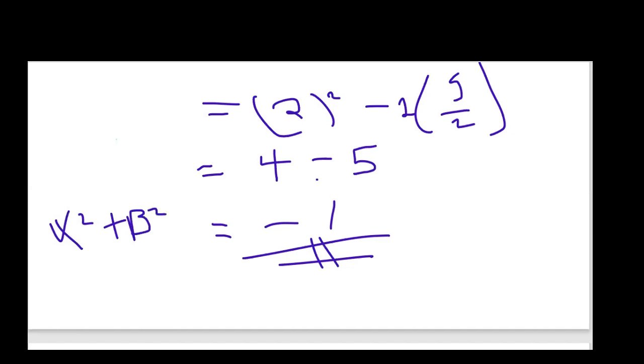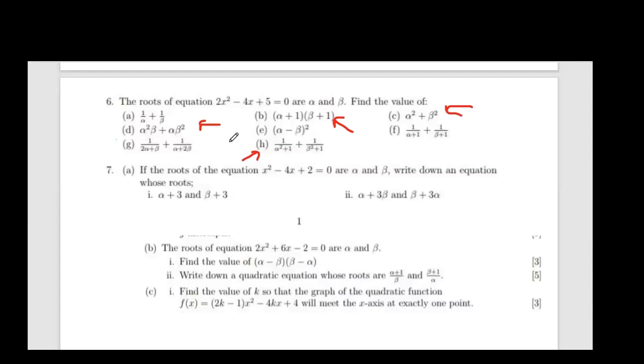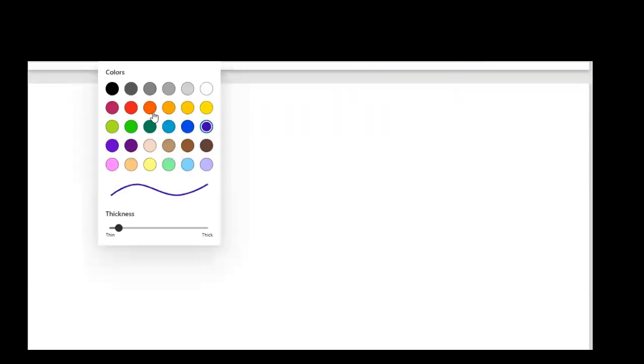Okay, let's go to other questions there. Okay, let's solve this one. Someone said D. Okay, so let's solve D. So D, what do we have? Let me use red. We have alpha squared beta plus alpha beta squared.